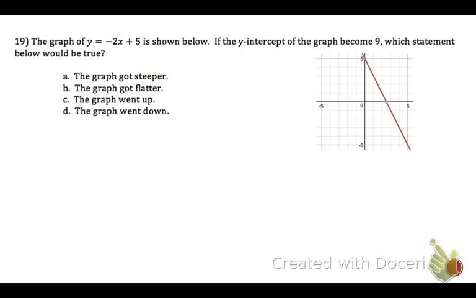Problem 19. The graph of y equals negative 2x plus 5 is shown. If the y-intercept of the graph became 9, which statement below would be true? So the y-intercept is the 5 right here. If that becomes 9, we would be adding 4, which means that our graph would be going up.